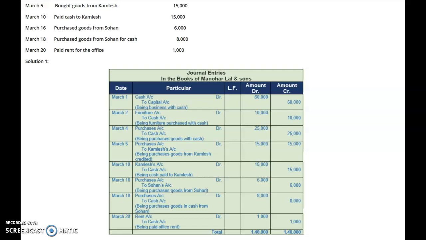We will record the entry: rent account debit to cash account. Rent paid is our expense. It is a nominal account. The rule of nominal account says debit all expenses and losses, so we debited the rent account. As rent was paid, obviously cash has been paid, nothing else is given. Cash is a real account, and real account rules say credit what goes out. Cash is going out on account of payment of rent. So the journal entry will be here: rent account debit to cash account. Again the narration has been written here, being paid office rent, a brief description of the transaction.